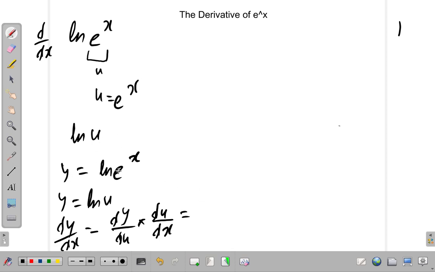In this case, dy by du. We know that when we find the derivative of ln x, we get 1 over x. So when we find the derivative of ln u with respect to u, let me say that again. When we find the derivative of y equals ln x with respect to x, we get 1 over x. So when we find the derivative of y with respect to u, it's 1 over u. So dy by du is 1 over u.